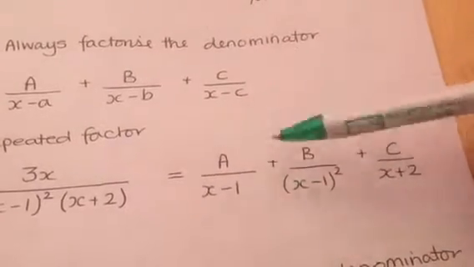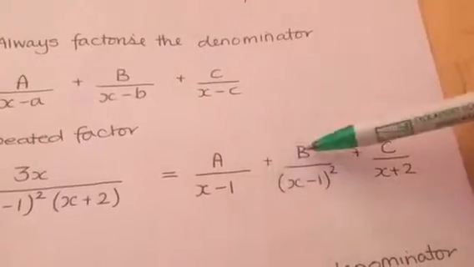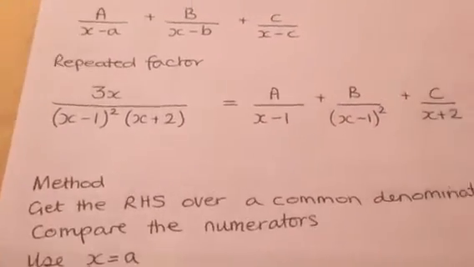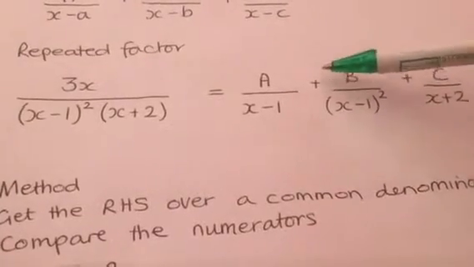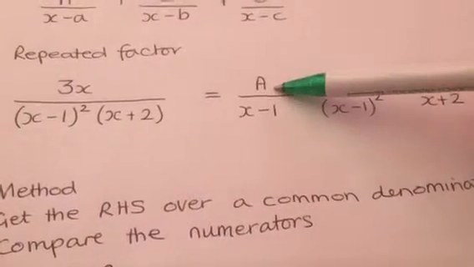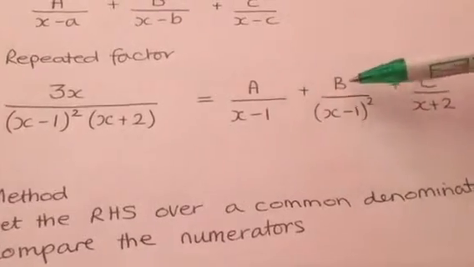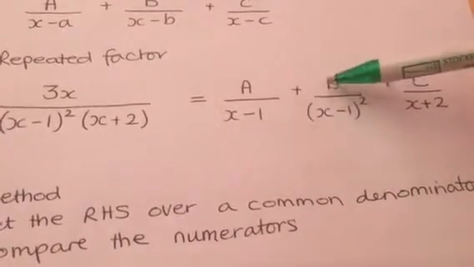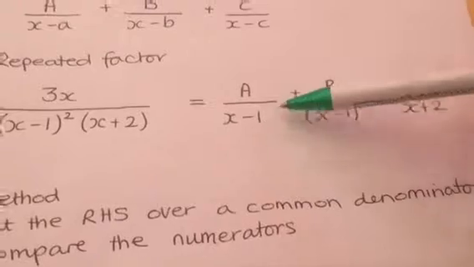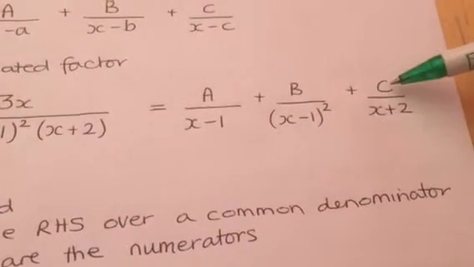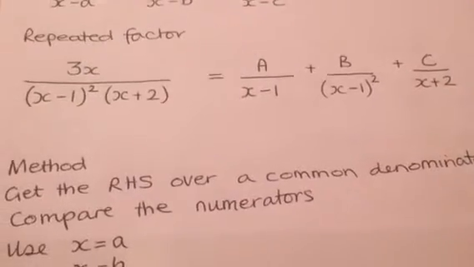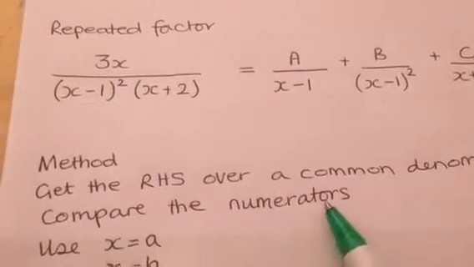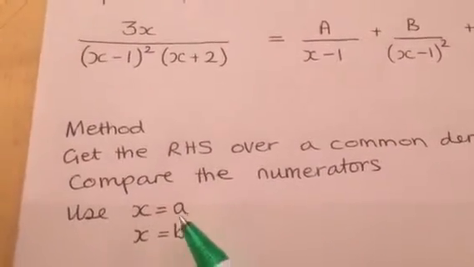Once you've set up the right hand side with the capital A, capital B, capital C, the method is you need to get the right hand side over a common denominator. So you'd multiply A by x minus 1 all squared times x plus 2. You'd multiply B by x minus 1 and an x plus 2, and you'd multiply C by an x minus 1 all squared. Once you've got them over a common denominator, you compare the numerators.